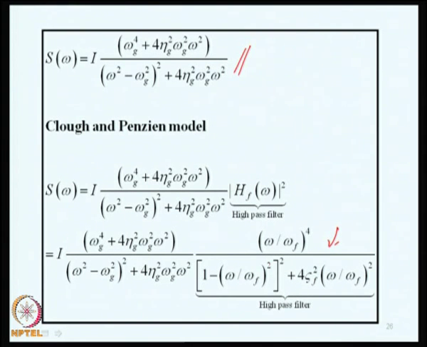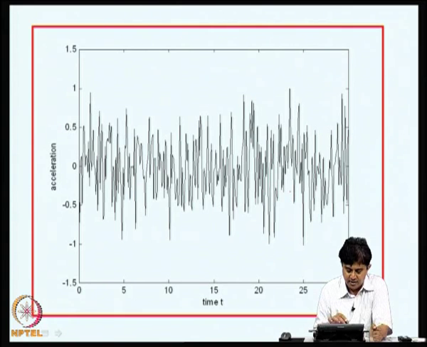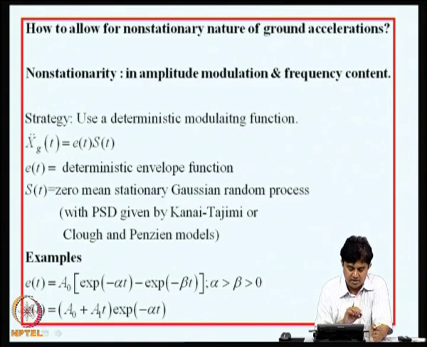If you use this model, the ground acceleration schematically looks like this. This is a sample of a stationary random process, and the question is, how do you introduce non-stationarity? Now, as I was mentioning, there are two issues that we need to consider. One is the non-stationarity in amplitudes, the other one is in frequency content.